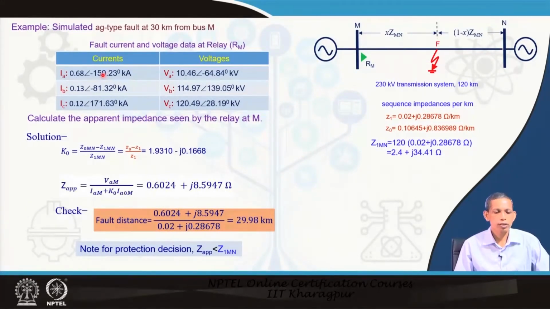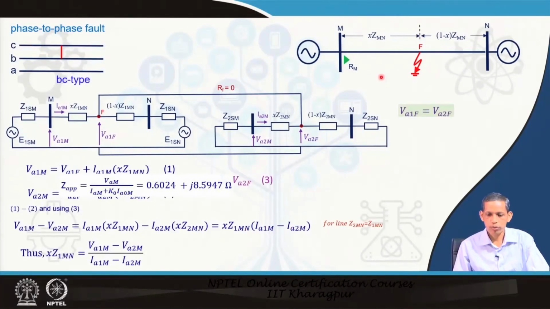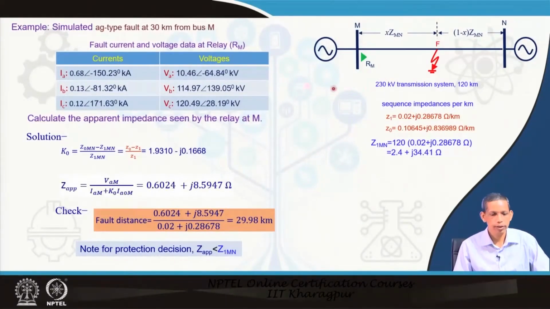Now, let us see this data which is available during the fault, and the fault is carried out again at the same point, 30 kilometers from the relay bus M, for this 120 kilometer line. In this case, the phase A to ground fault is already mentioned, phase A to ground fault case simulated. So IA is substantially high compared to IB and IC, and VA is substantially down compared to the B and C phases. So, the question is to calculate the apparent impedance seen by the relay at M.